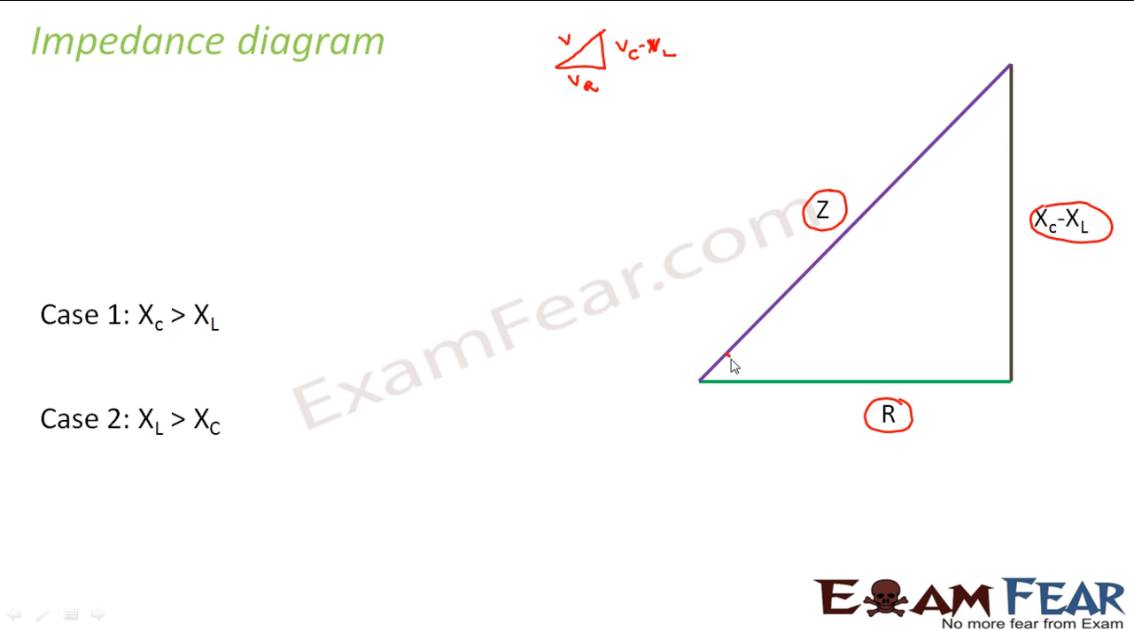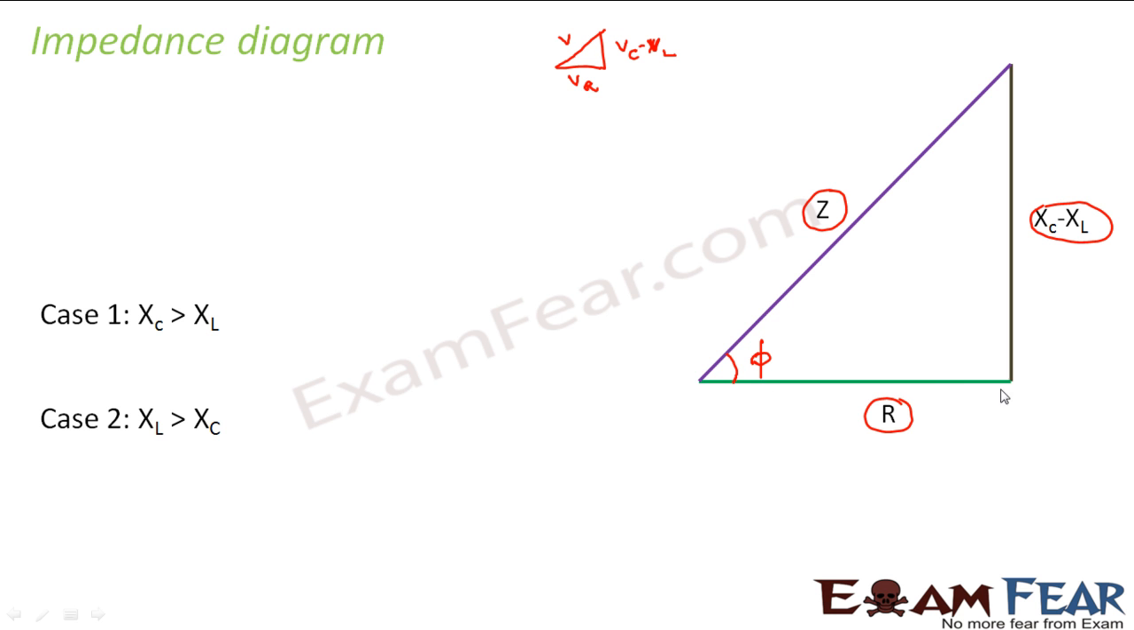And what is the phase angle? The phase angle is this angle phi. The question is, why is the angle between Z and R taken as phi? Why can't we take this angle as phi? Because that angle is between Z and XC minus XL. So why is it taken between R and Z?